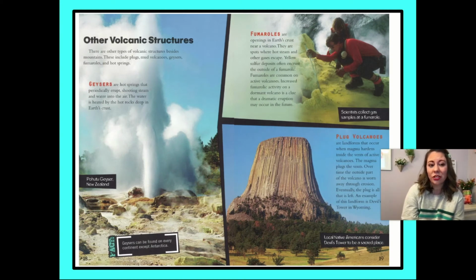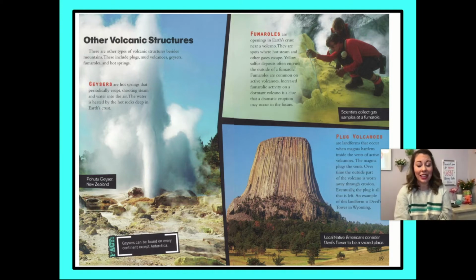Other volcanic structures. There are other types of volcanic structures besides mountains. These include plugs, mud volcanoes, geysers, fumaroles, and hot springs. So let's talk more about geysers. It says geysers are hot springs that periodically erupt, shooting steam and water into the air. The water is heated by the hot rocks deep in Earth's crust. So here they're showing us a geyser in New Zealand. We also have some geysers in the United States. One is called Old Faithful, and you can usually watch it online. They have a live stream.